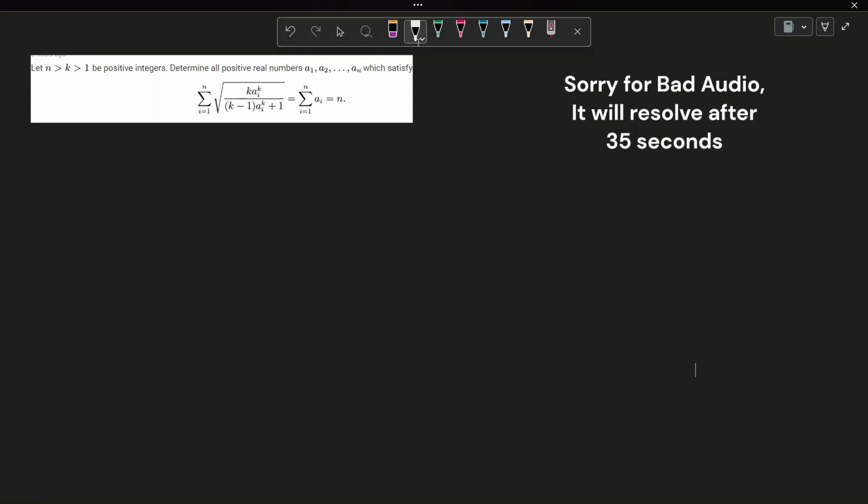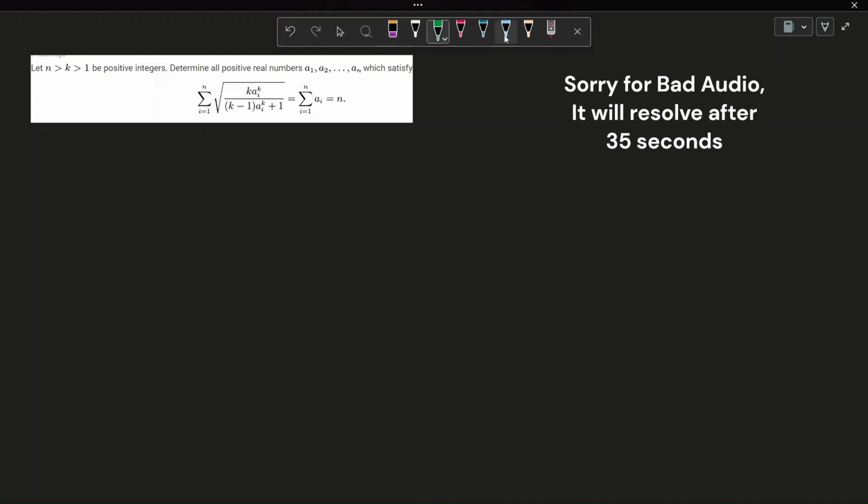Hey people, we are again solving a problem from RMO 2023. It says that let n is greater than k is greater than 1 be positive integers. Determine all positive real numbers a1 to an which satisfy this strange condition. So first, let us try to look at the first expression. Let's try to look at one of the terms, ignoring the summation sign.